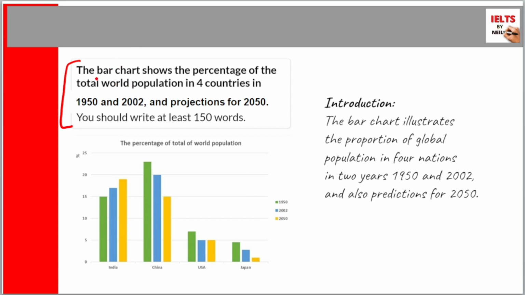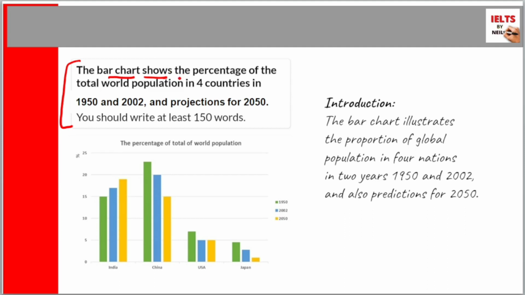Let's try to understand this. The bar chart shows. Can we change this word here? Can we find a synonym of bar chart? No, because a bar chart is a bar chart. Can we find any synonym of shows? Yes, we can. We can say illustrates, or it provides information, or the bar chart depicts. All three we can use.